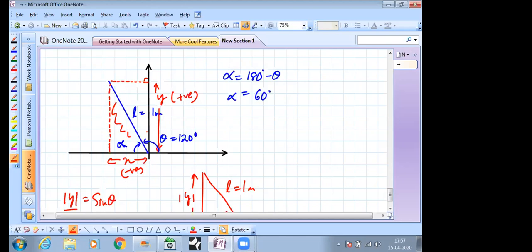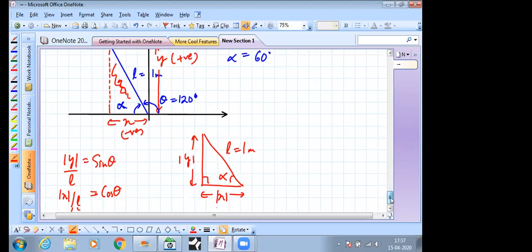So now if you just look at this triangle over here, this right angle triangle that you get when you're dropping the perpendicular on the x-axis. That right angle triangle is very simple. It's a 60-degree right angle triangle where the hypotenuse is unity. Okay, so for that triangle, what will be the side length of the perpendicular? It is mod y. And what is the length of the base? It is nothing but mod x.